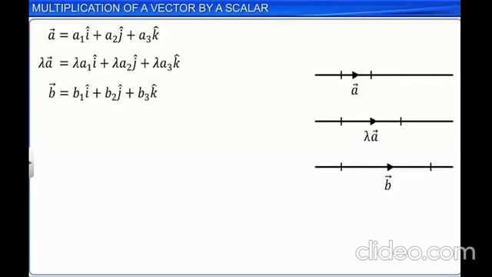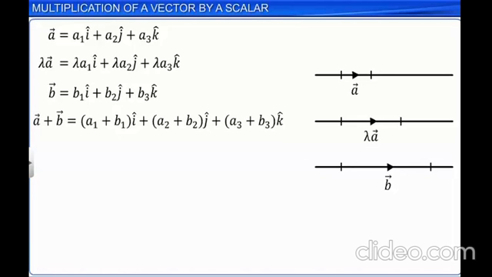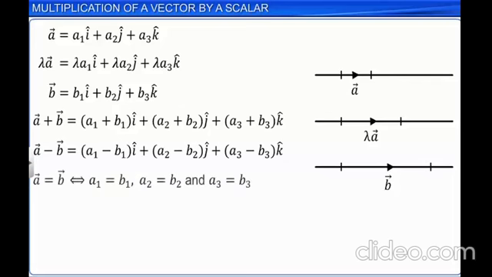To find the sum of two vectors, add the corresponding scalar components, as shown here. To find the difference between two vectors, subtract the corresponding scalar components, as shown here. Vectors A and B are equal if and only if their corresponding scalar components are equal.